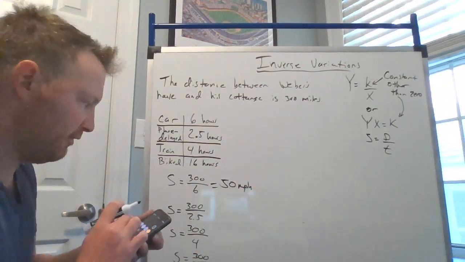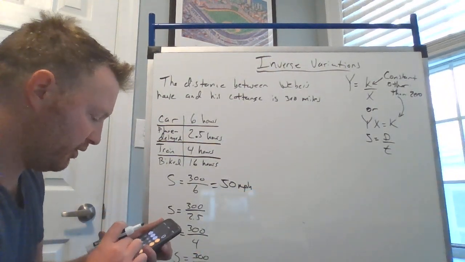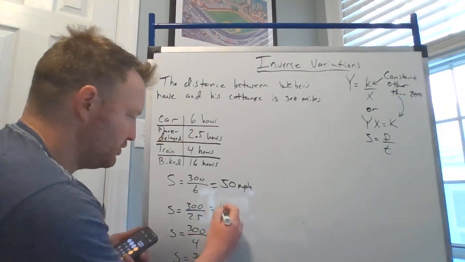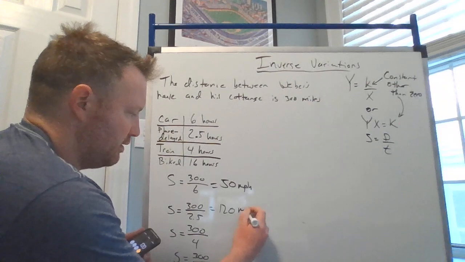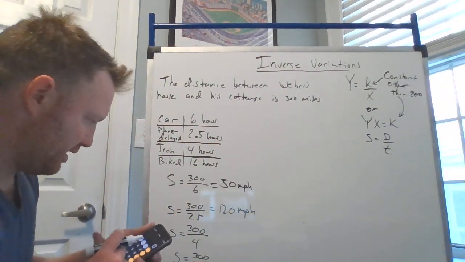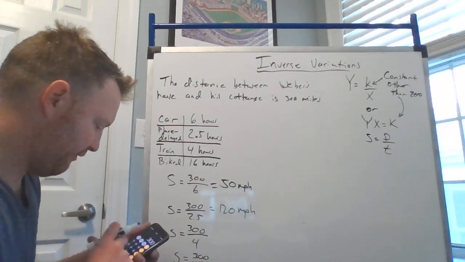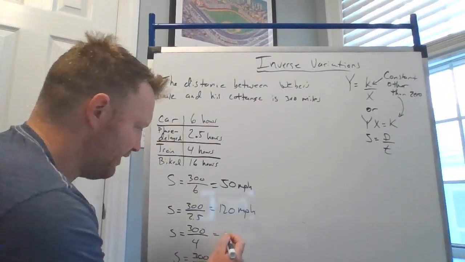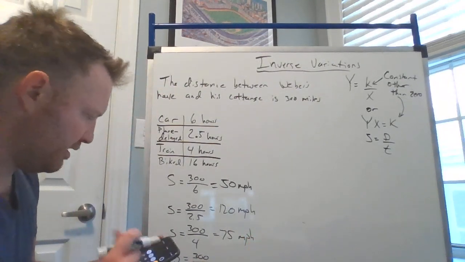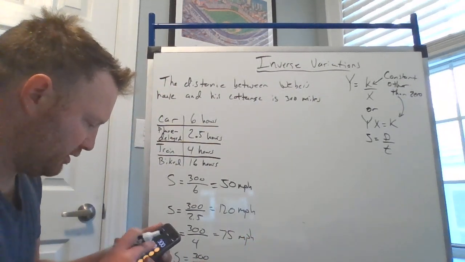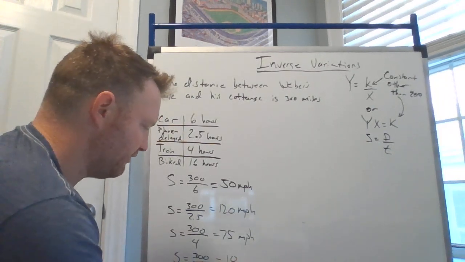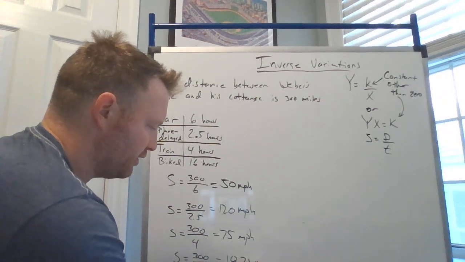So this is my miles per hour. You guys have been around inverse variations a lot. You know them, you just don't know you were using them. 300 divided by 2.5 equals 120 miles per hour. Makes sense, you're flying at a faster speed. 300 divided by 4 is 75 miles per hour, and that's consistent with a train. And 300 divided by 16, wow, I was traveling 18.75 miles per hour.